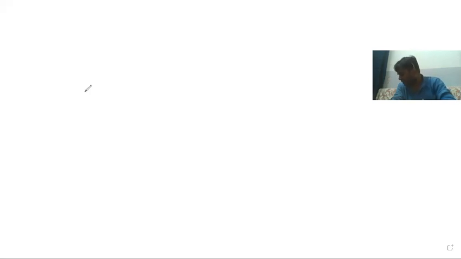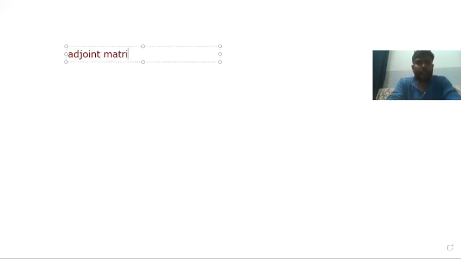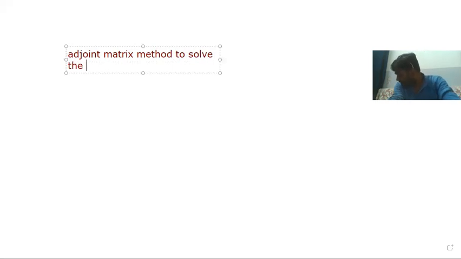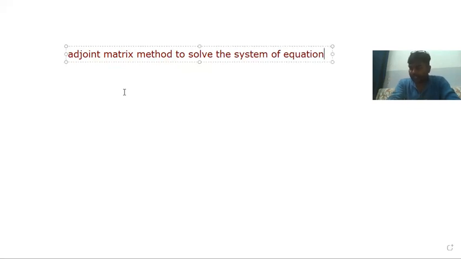So it is a topic of Unit 2: solve the system of equations by the adjoint matrix method. Adjoint matrix method to solve the system of equations. Solution to a system of equations. So it is the first topic; today I will discuss this.